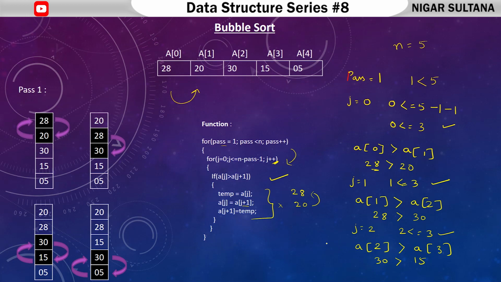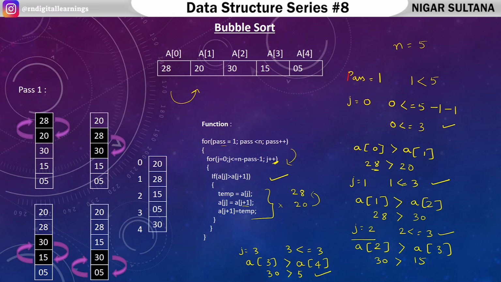Next, j increments. J value will be 3 now. Is 3 lesser than or equal to 3? Yes, it is true. If it is true, I must check the condition. A of j, A of 3 greater than A of 4? A of 3 is holding 30, greater than 5. Yes, if it is true, I must execute these swap statements. This is the end of pass 1. Our largest element will be placed at the largest index.